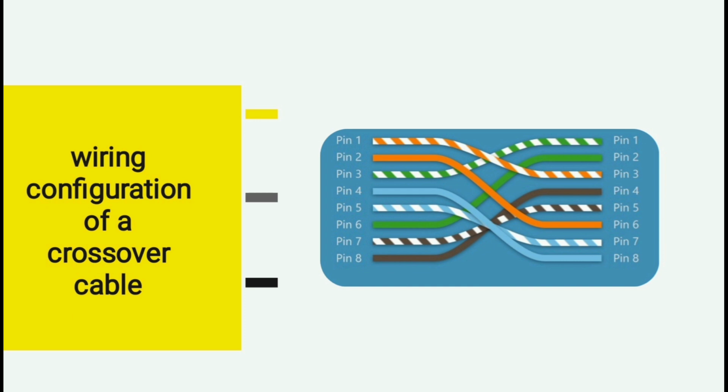Crossover cables are less common than straight-through cables, but they are still used in some networking scenarios, particularly in peer-to-peer networks or when connecting two switches together. Some modern network devices are capable of automatically detecting and adjusting for crossover cables, making them more versatile and easier to use.